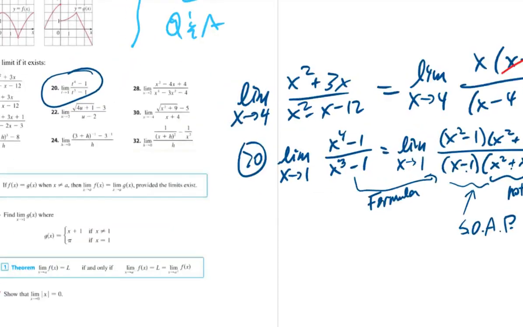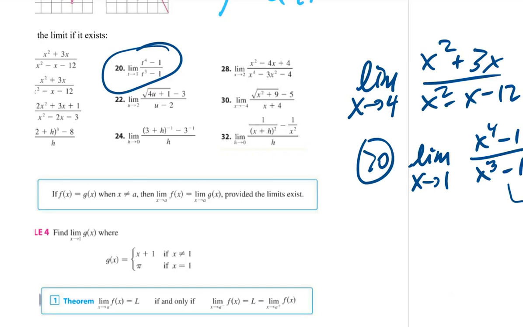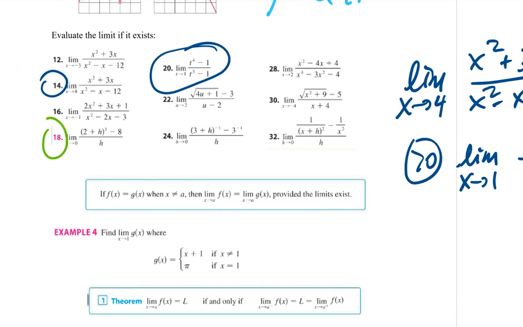There's some tricky ones, like 18 is a good one. I'll let you deal with that on your own. 30, it looks like you might have to rationalize the numerator there. Look in the book for an example of that. If you don't see it, just ask me.